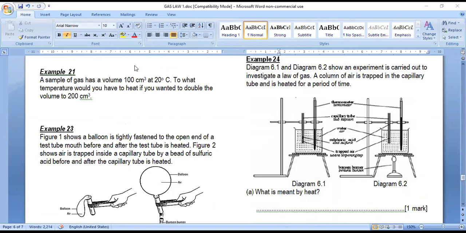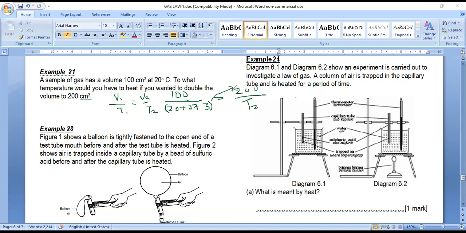Now we look at an example of a question. A sample of gas has a volume of 100. To what temperature do we have to heat it if we want to double the volume to 200? So use the formula V1 over T1 equals V2 over T2. So your V1 is 100, and then your T1 will be 20. You need to convert to Kelvin, so plus 273. And then your V2 is 200, and then you find your T2.